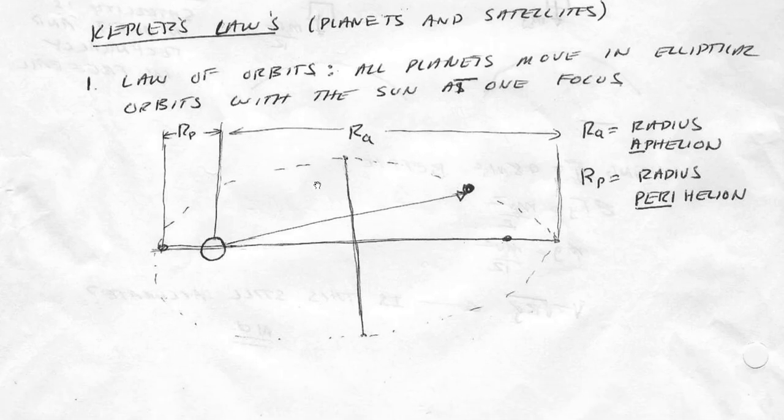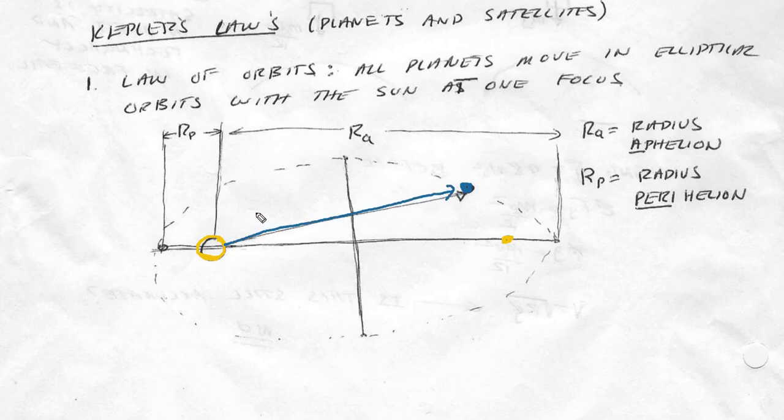The first one is the law of orbits. It says all planets move in an elliptical orbit with the sun at one focus. All that means is that you have the sun here on one of the foci of this ellipse. There's another focus over here. And then you have some planet orbiting like this. Let's say this is Earth. And then you have your distance, your radius, to that.